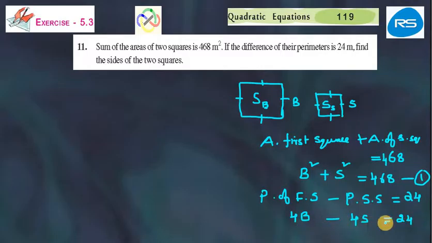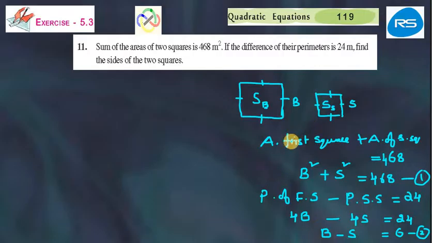So if I divide both the sides by 4, what will I get? B minus S is equal to 6. We can take 4 common on the left hand side and 4 common from the right hand side, the 4 cancels, and we will get B minus S is equal to 6. Otherwise, just divide both sides by 4 and you will get B minus S is equal to 6. So this is equation number 2. This is a very, very important process we have done here.